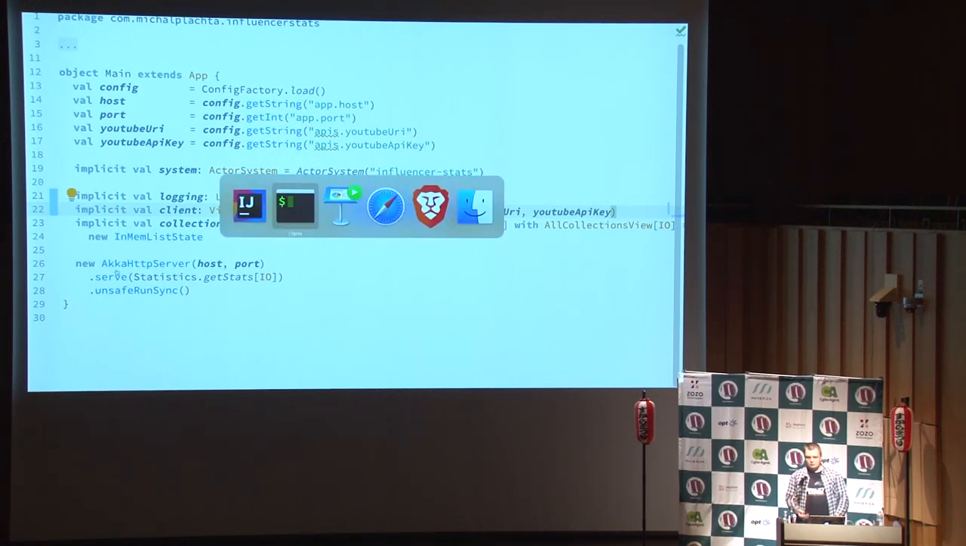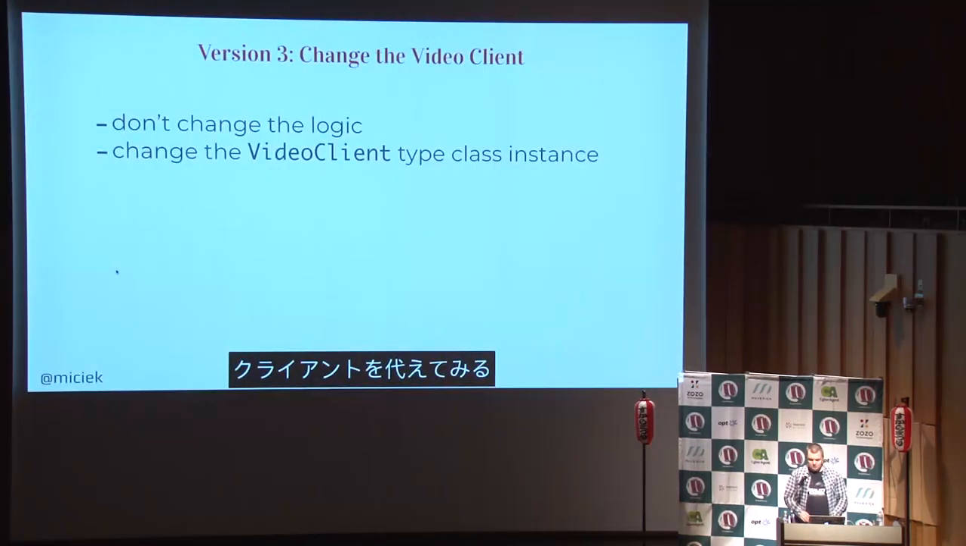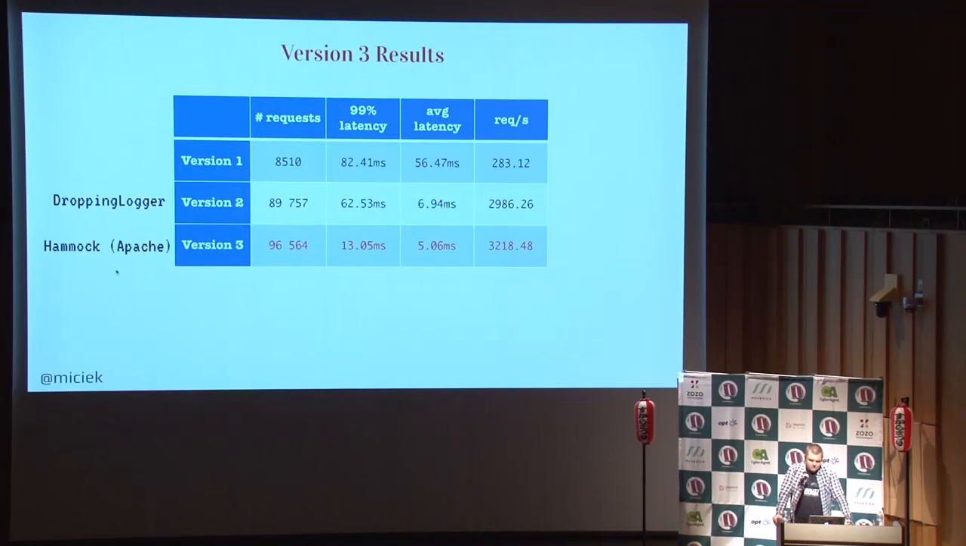And again, we should SBT run and all those things. But when we do, we have these kind of results. So a little better. We got Apache inside Hammock. 96,000 requests. 99th percentile latency is 13 milliseconds, 5 average, and again, around 3,000 requests per second. So much better, but can we do better?